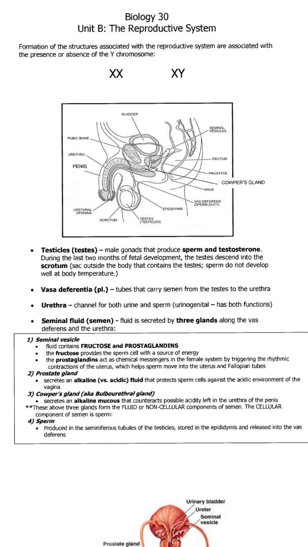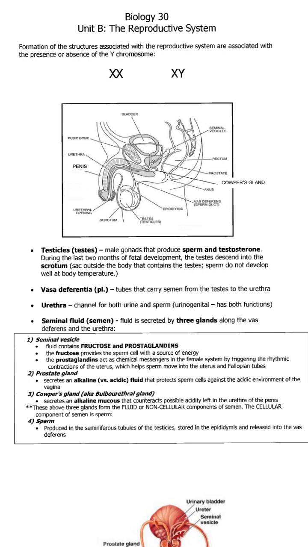Hey, Bio30s. So, Unit B, the reproductive system. We're going to start with just the general concept of reproductive structures. The way they're formed is due to the presence or the absence of the Y chromosome or genes on the Y chromosome. When we get into the next unit, we will talk about the chromosome combination of sex chromosomes. So there's XX or XY for the most part. That's the majority of the time. There are some chromosomal abnormalities or differences that can happen, but they are fairly rare.